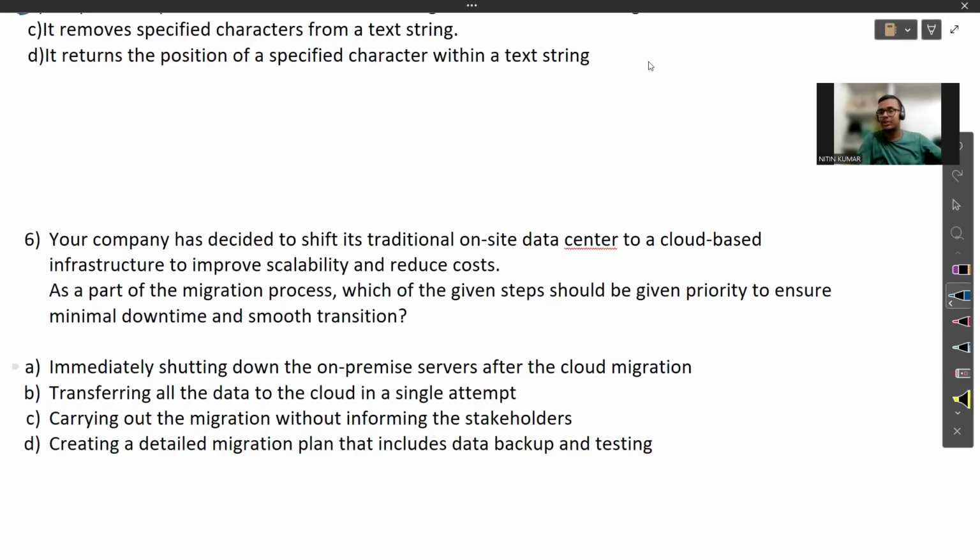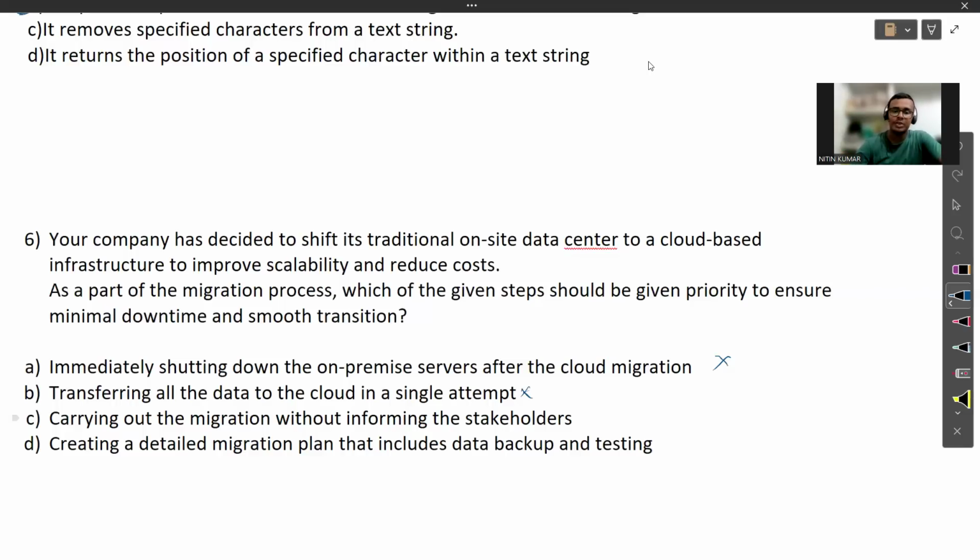So you do not immediately shut down what was running previously, because you want it as a backup until you are very sure that the infrastructure you are switching into is able to sort everything out. So this could be an idea, but it is not the best for you, considering our requirements. Next is transferring all the data to the cloud in a single attempt. We could not do that either, because transferring everything in a single attempt could create downtime for a long time.